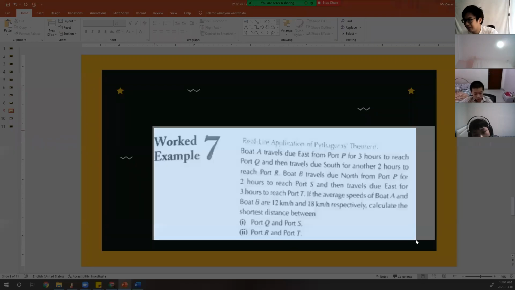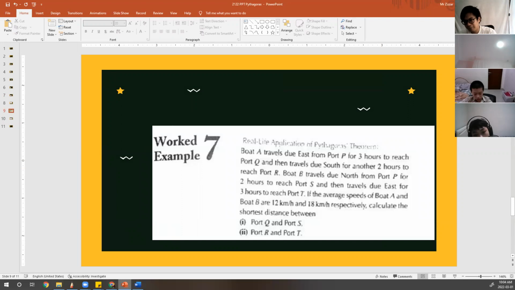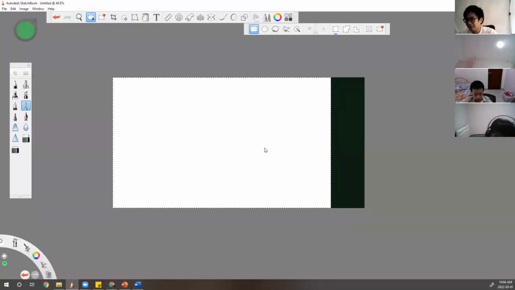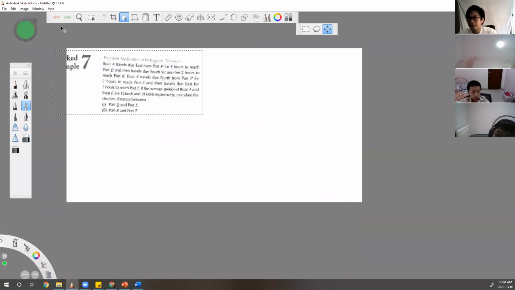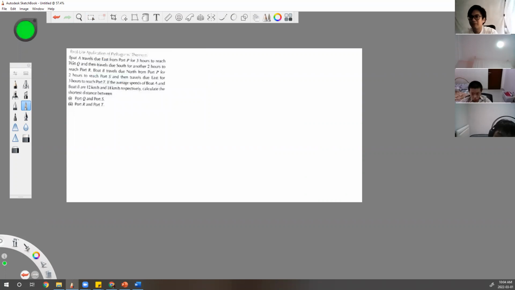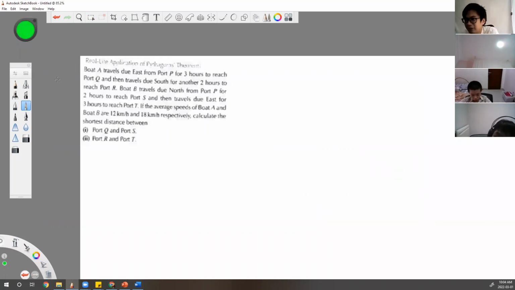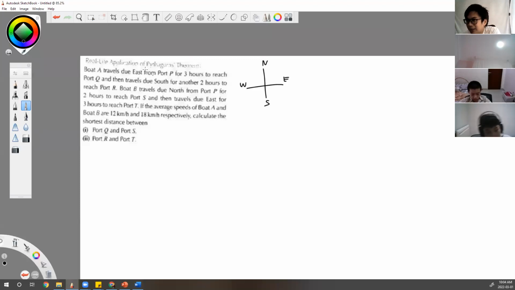Wah, ada distance, displacement, apalagi speed. Again, this is the application, so don't get confused by that. Try to focus on what we do here. Okay, I just copy the work example 7. Boat A travels due east. You have to understand north, east, south, west. Okay, boat A travels due east from port P, so we have port P here, go right, for 3 hours to reach port Q.